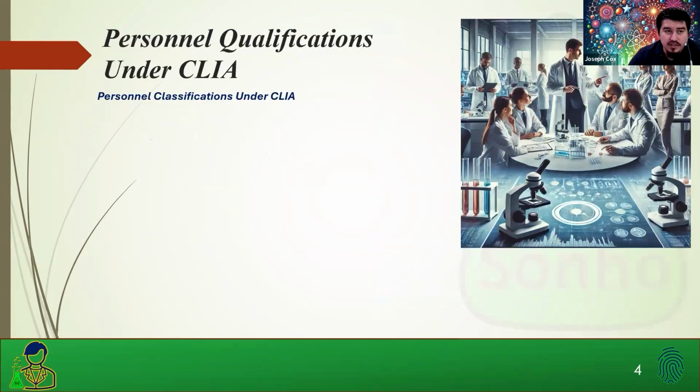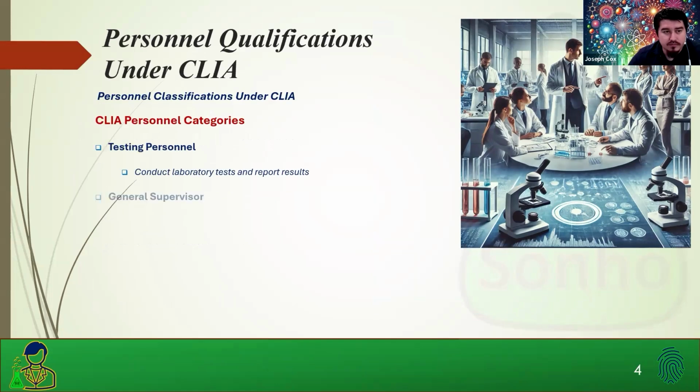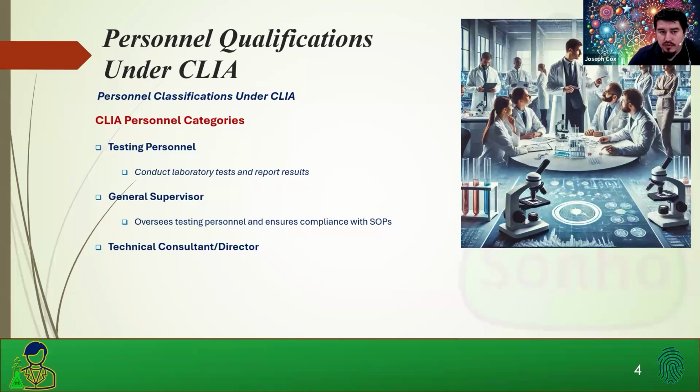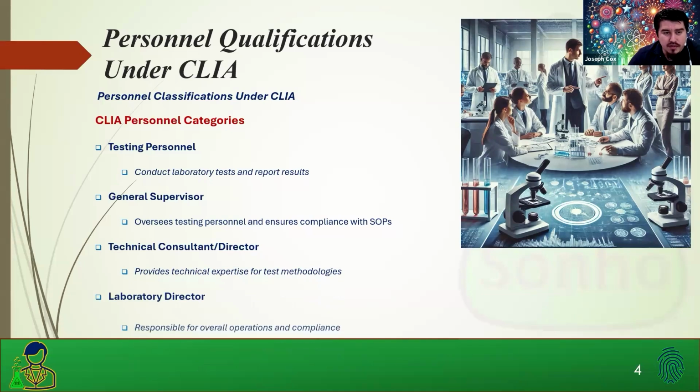So what are the personnel qualifications under CLIA? Categories include testing personnel. These are who conduct the laboratory test and report results. General supervisor. They oversee the testing personnel and ensure compliance with SOPs. Technical consultant or director, actually that should be supervisor. They provide technical expertise with test methodologies. And then laboratory director. They're responsible for overall operations and compliance.